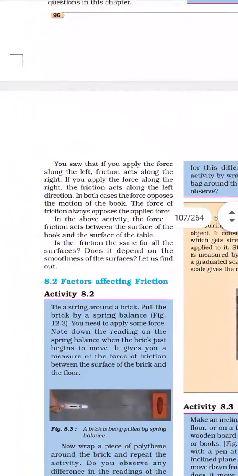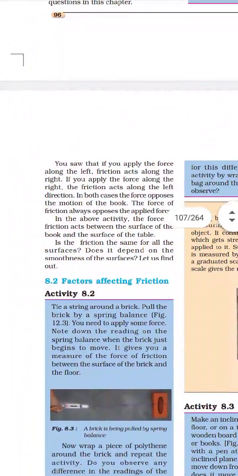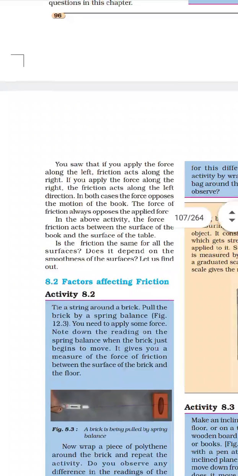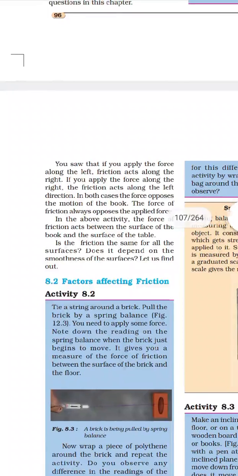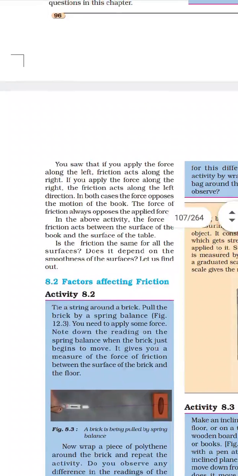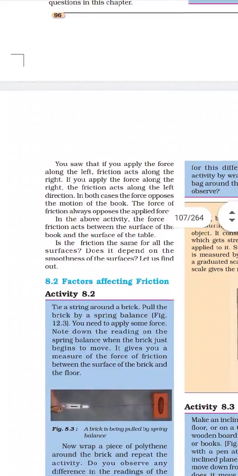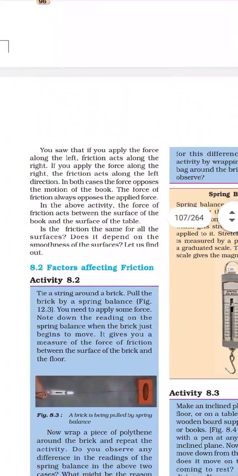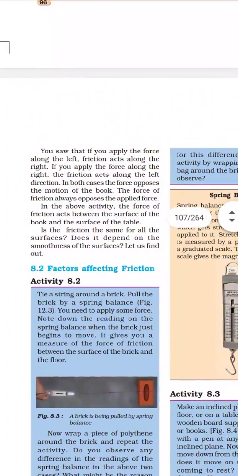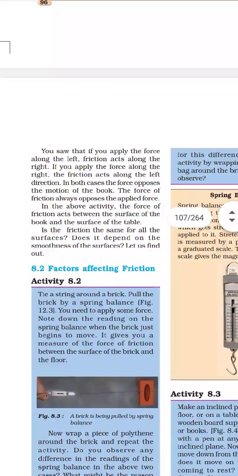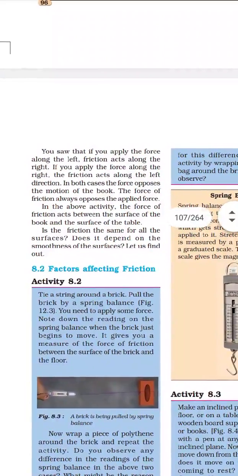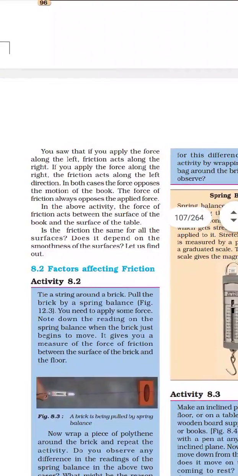You saw that when you apply force along the left, friction acts along the right. You apply force along the right, the friction acts along the left direction. In both cases, the force opposes the motion of the book. The force of friction always opposes the applied force. In the above activity, the force of friction acts between the surface of the book and the surface of the table.